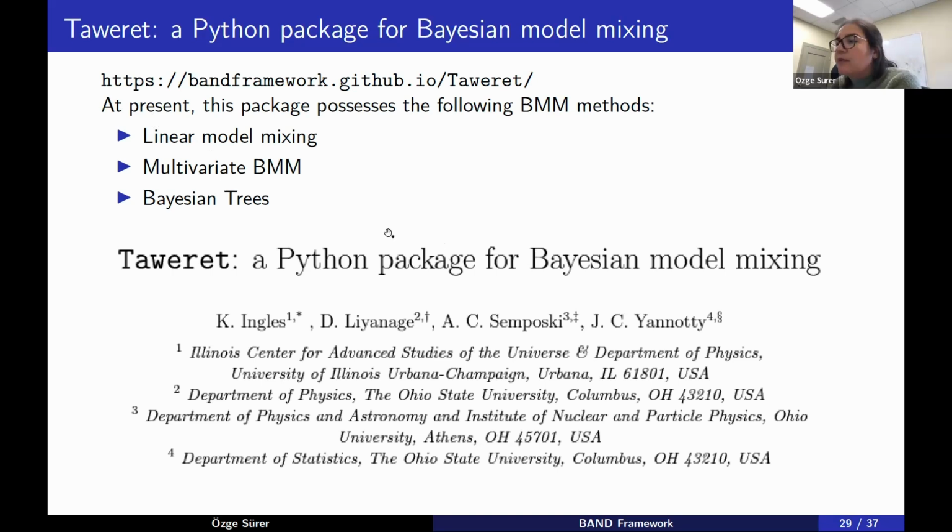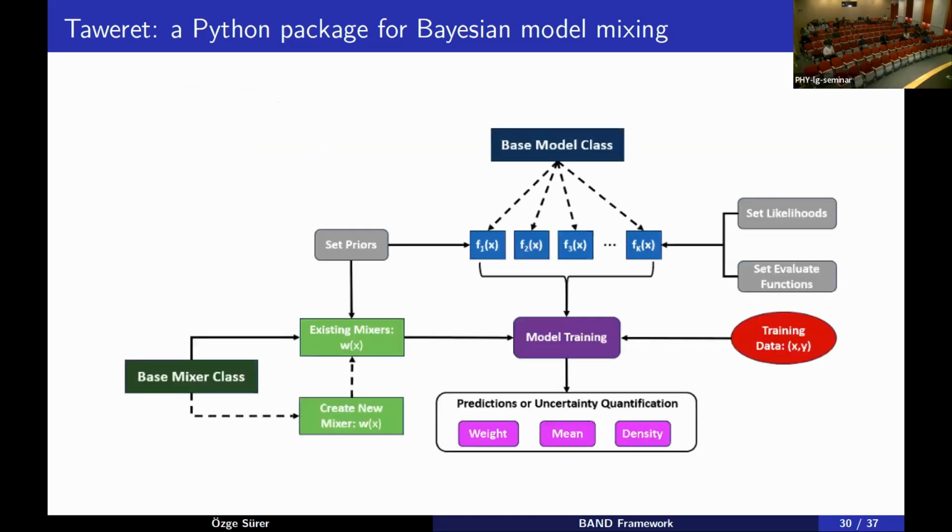This was one of the great works under BAND, because these people that you see are early career scientists, and it includes people from different institutions and different disciplines. So we have physicists and we have a statistician here. They just released their Python package, also the publication. And the source code includes 3 different mixing approaches, and they all have separate publications, which illustrate how one can use these different methods for a physics application.